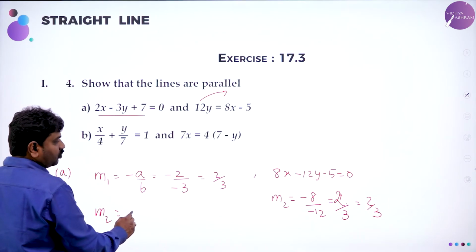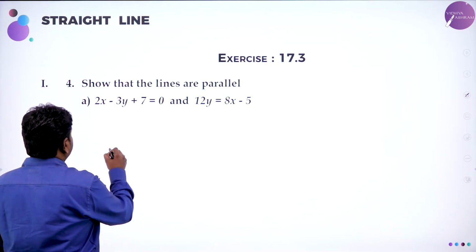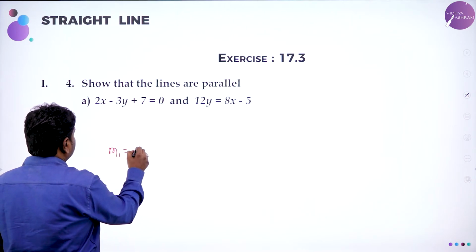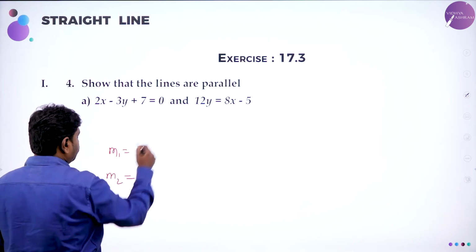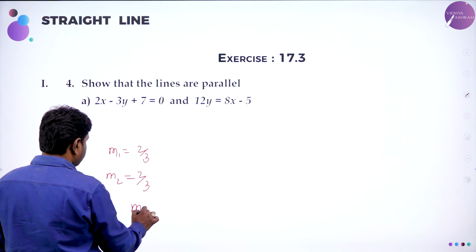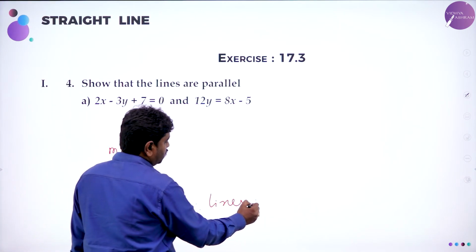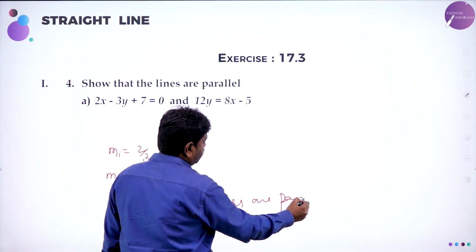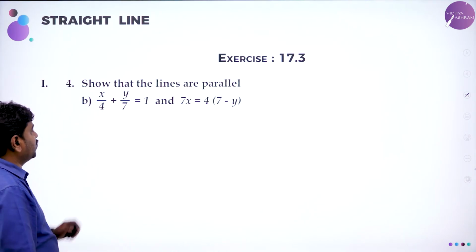So both the slopes are equal. So m2 is also 2 by 3. Since here m1 is 2 by 3 and m2 is also 2 by 3, after simplification, m1 value is equal to m2. Therefore lines are parallel. What is the condition for lines to be parallel? Slope should be equal.